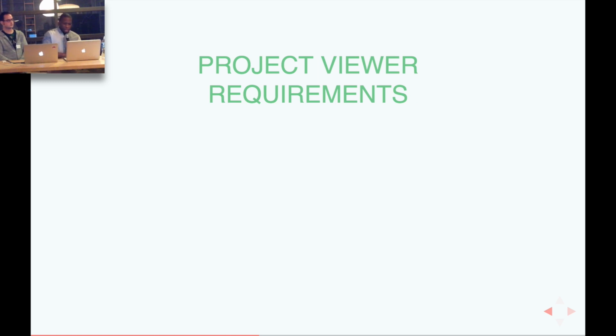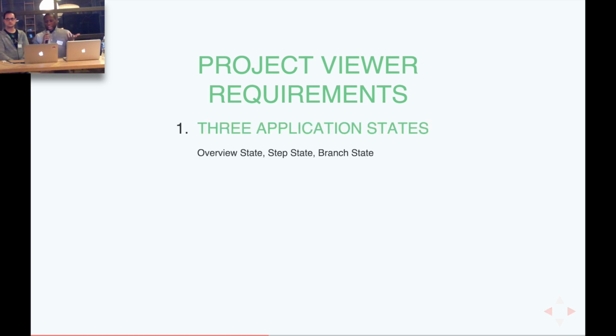So when we first got the mock-ups from the designers and the interface with all the animations, we had to boil it down to a couple of really core requirements. The first one is there are 3 application states. There's that overview that you see, and then when you scroll down, there's steps. And then when you start branching, you'll notice that some of those nodes start to change. So there's the overview state, the step state, and then the branching state for the overall application.